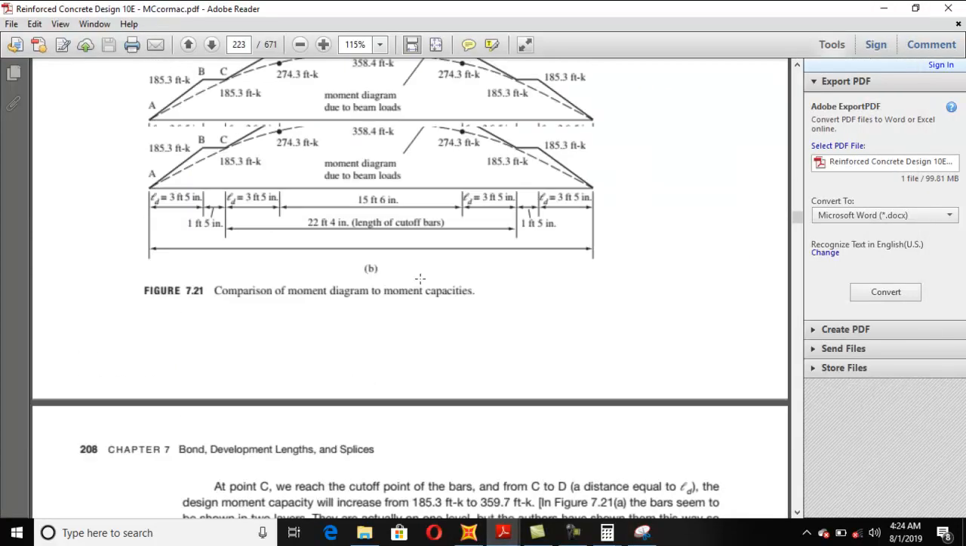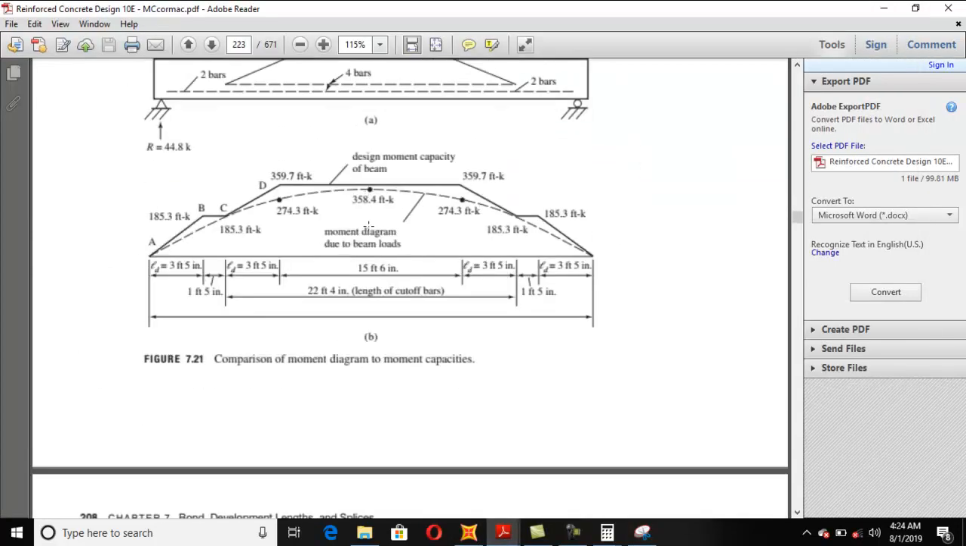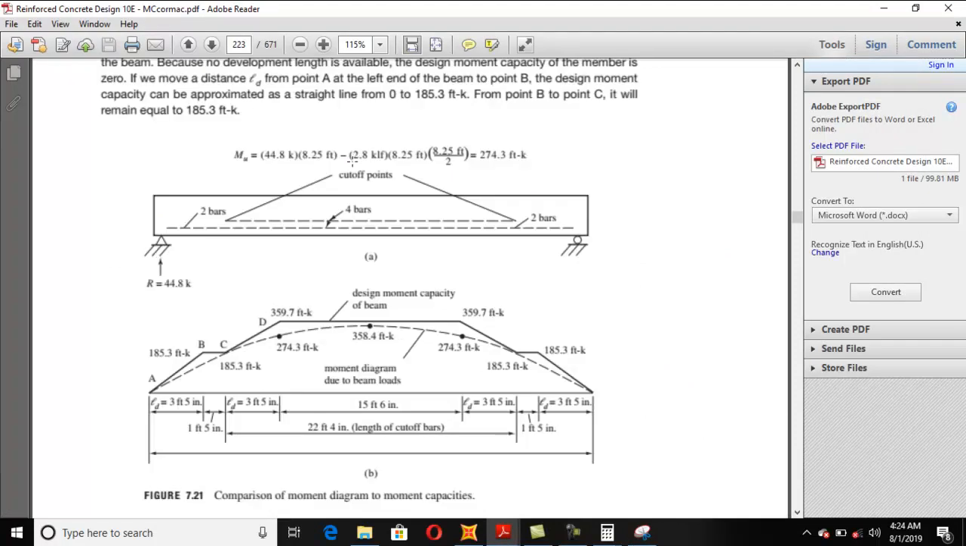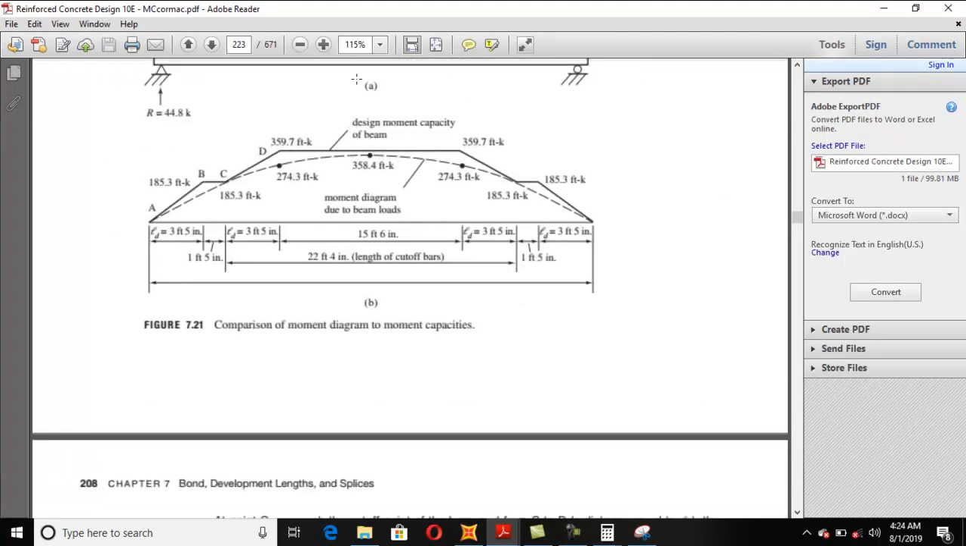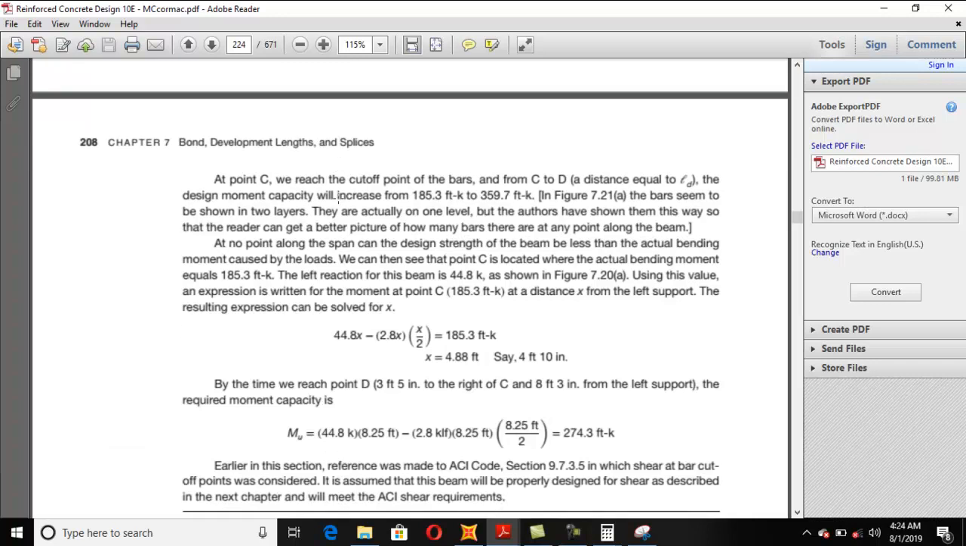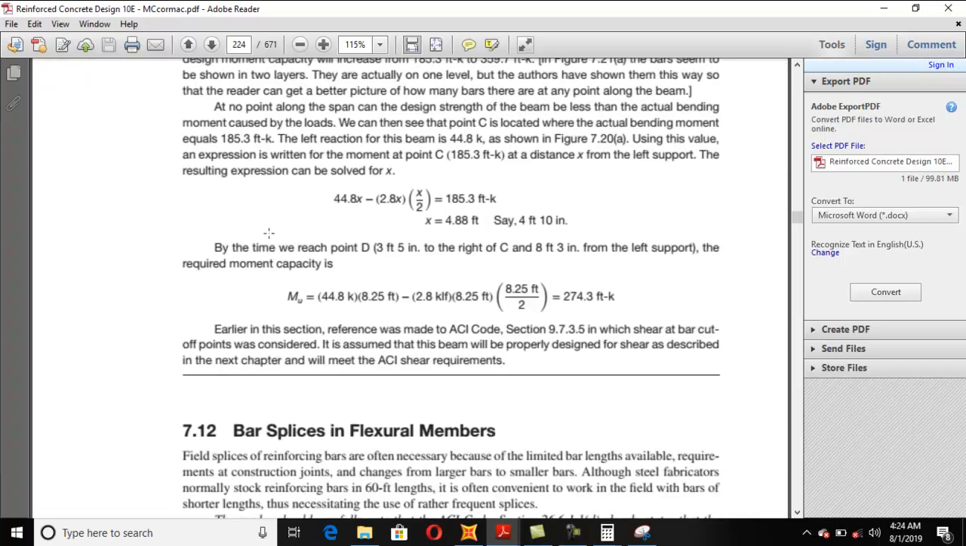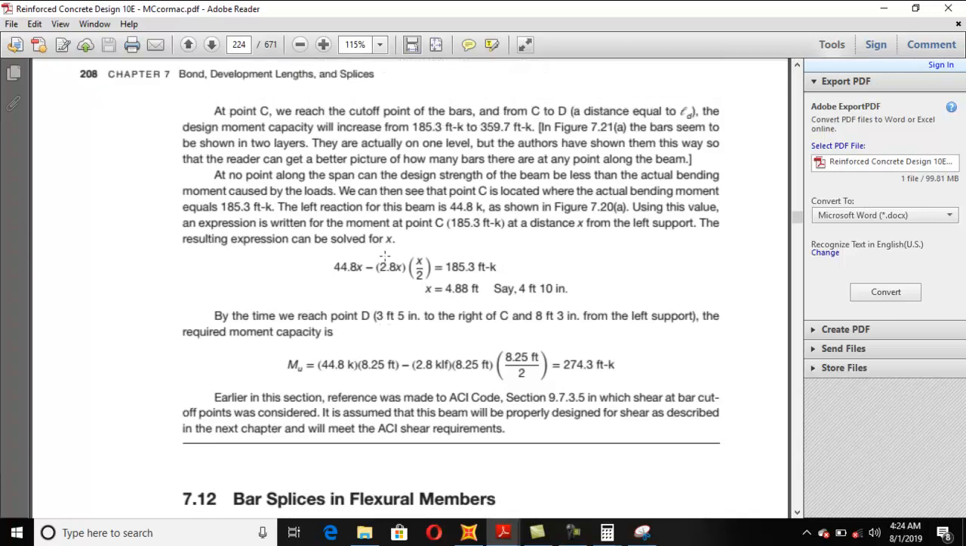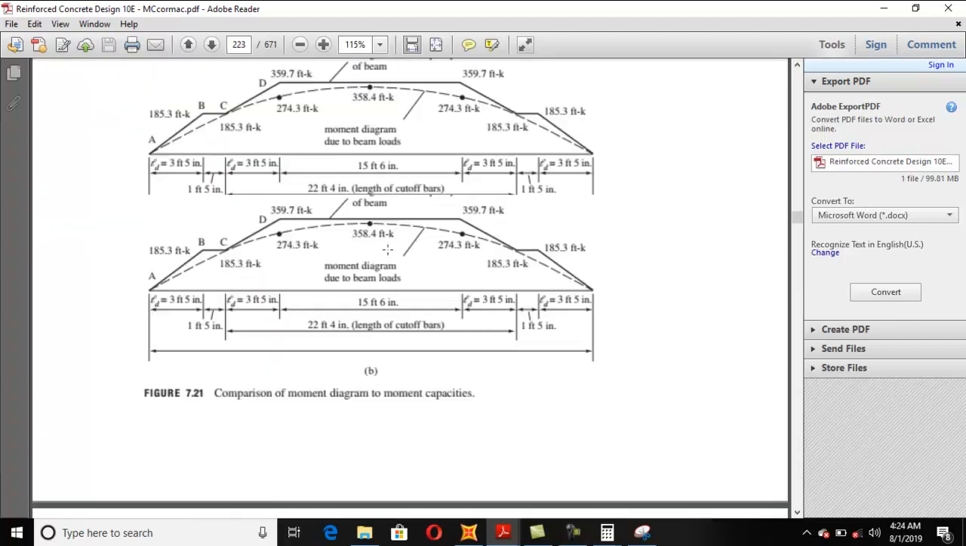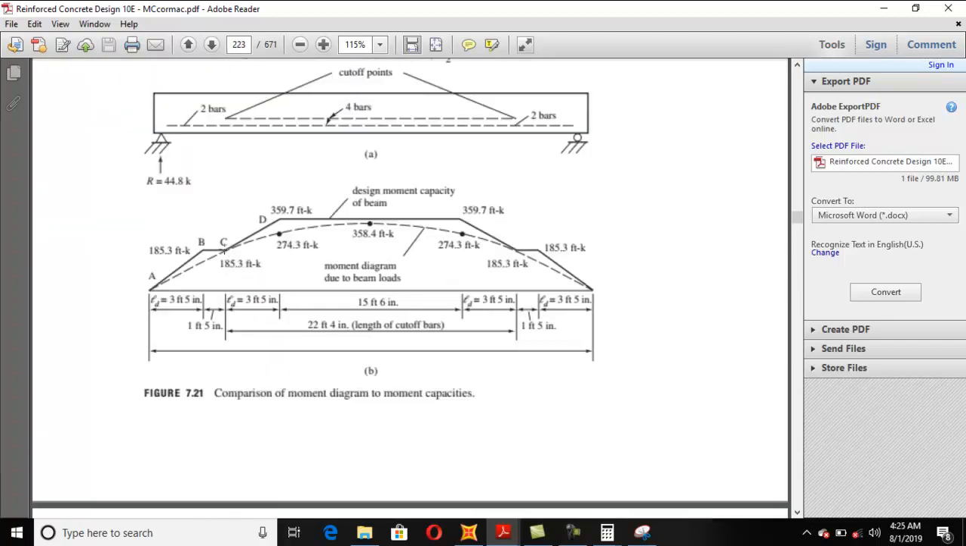Okay, so basically they did this calculation. The rest of the thing is simple. The main theme is that at point C we reach that value. Now the question is that you need to determine this distance from C, that how much distance is from C to A. This distance is how much?